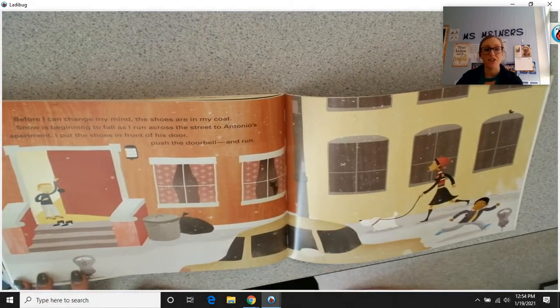Before I can change my mind, the shoes are in my coat. Snow is beginning to fall as I run across the street to Antonio's apartment. I put the shoes in front of his door, push the doorbell, and run.